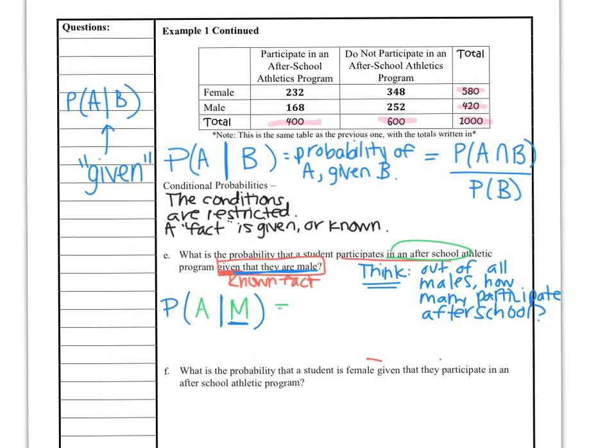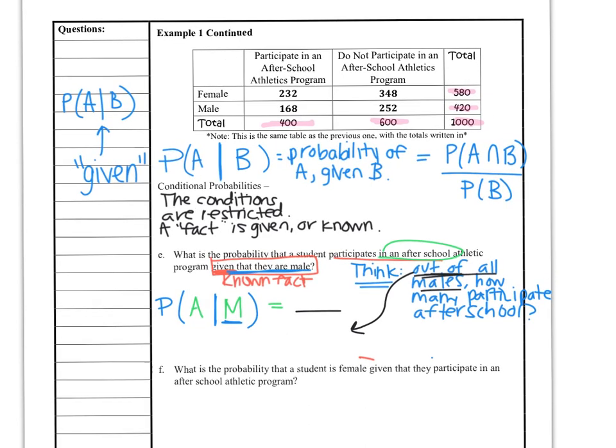Probability that they participate after school given that they are male. So this always results in a fraction. And we want to say out of all the males, so the out of part goes on the bottom. Out of all the males, well, all the males is 420. Out of all of those males, so whoa, cool.